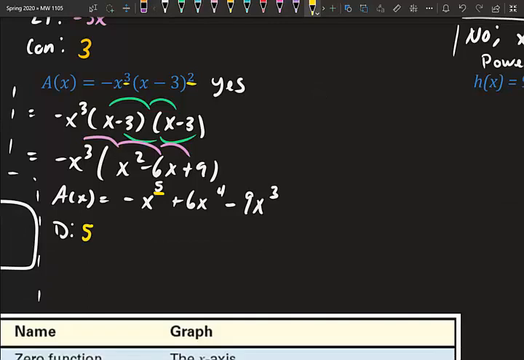Now remember, our degree is always attached to the leading term, so our leading term is negative x to the fifth.